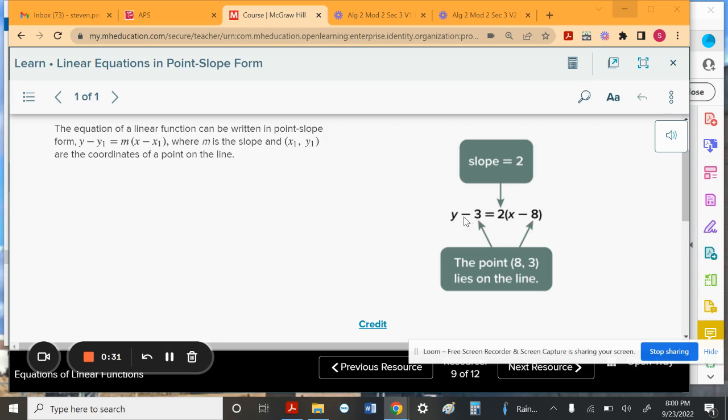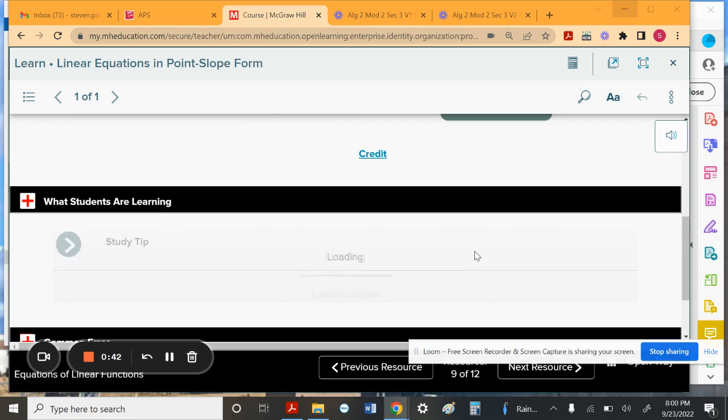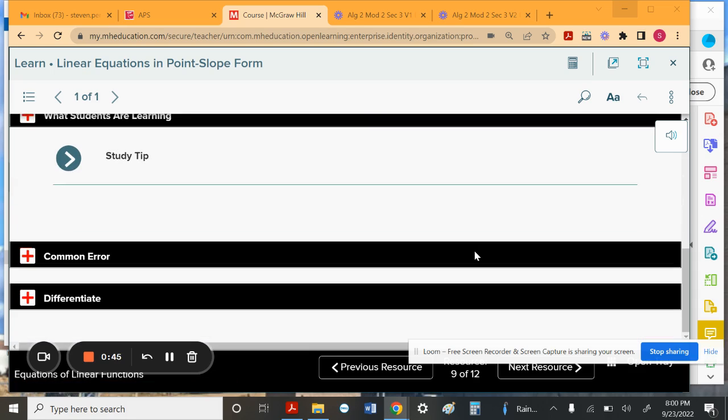Notice that this is negative and this is negative, so the point here is x is positive and y is positive, the way that it's written this way. So that's what it would look like. So we're going to go through an example. We'll show you what that does.